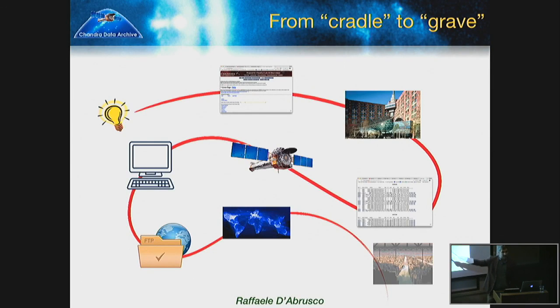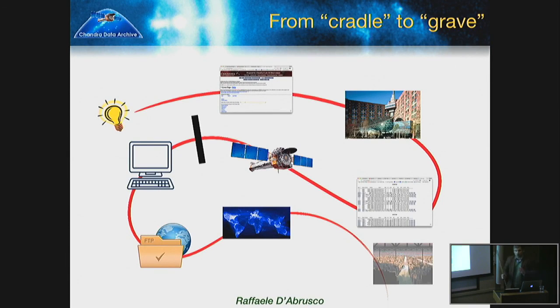Everything that it collects is sent back to Earth, where a lot of people, mostly in operations, try to extract the most information and make a very thorough pre-processing of the data, which is then sent in a very short time to the guest observers on private FTP servers. And after usually years, this data becomes public for everybody to use. And more or less at the same time, it gets stored permanently in some kind of digital warehouse. So that was my picture.